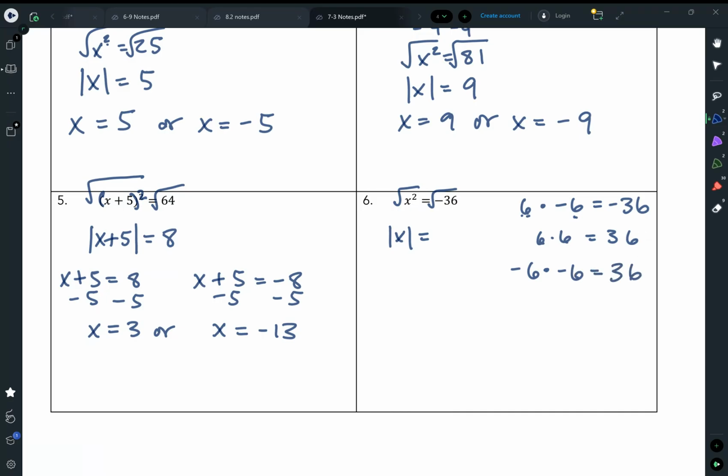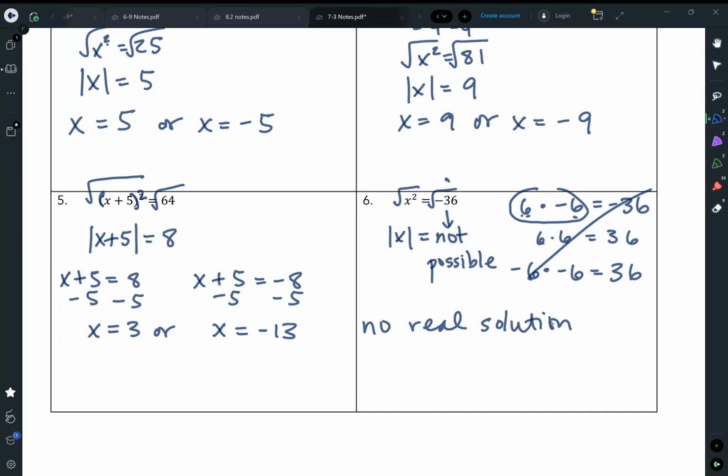So there's no way to multiply two of the same number. Remember, 6 and negative 6, that's not two of the same number. It's two different numbers, and get that negative. So this part right here is not possible. And because it's not possible, we're going to say that there is no real solution. It turns out that there is an imaginary solution. That's a whole other thing for another math class. We'll save that for Algebra 2. But there is no real solution here.